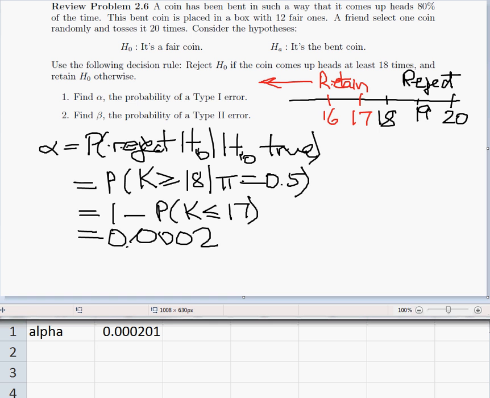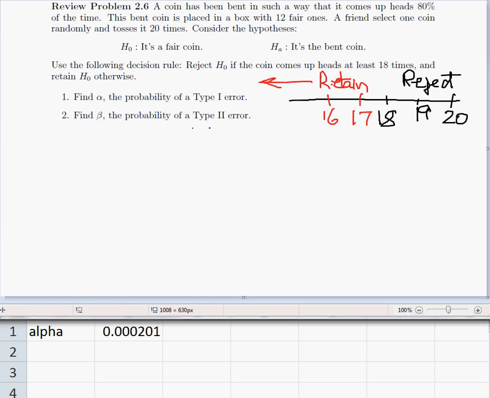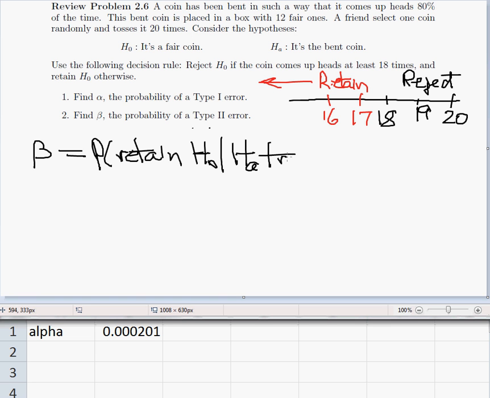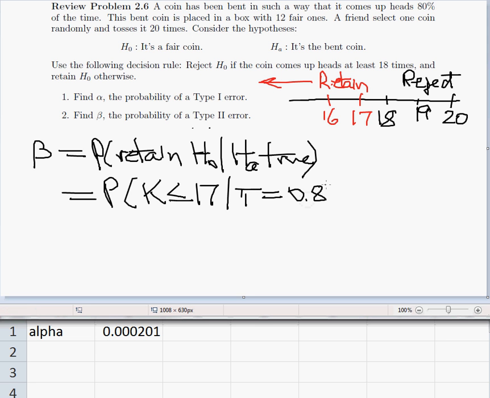Now let's figure out what beta is. Let's figure out the probability of a type 2 error. So the probability of a type 2 error is beta. And a type 2 error occurs when we retain the null hypothesis when it should have been rejected, and the alternate is true. So in our problem, that's the chance that k is less than or equal to 17 if pi is 0.8, that it is the bent coin.